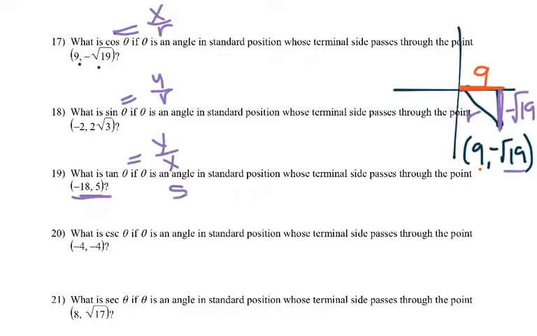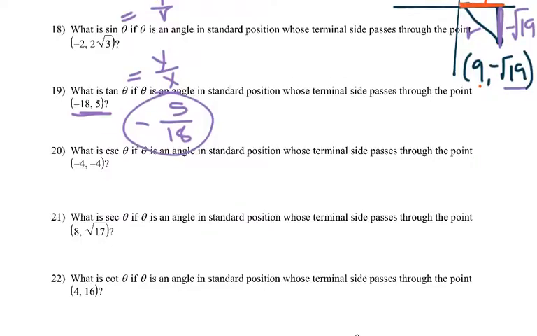Well, the y value is 5, the x value is negative 18, so it would be negative 5/18. That would be the tangent. Can we reduce that? Nope. That's our answer. Okay. Cosecant is the opposite of sine, so that would be r over y.